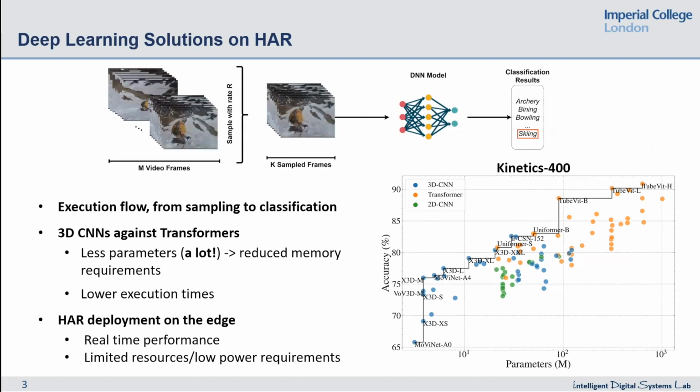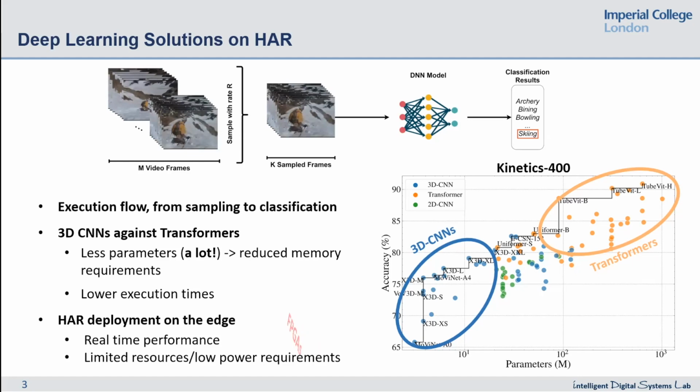The current state-of-the-art solutions are mostly deep learning based and dominated by either transformers or 3D-CNN architectures. Looking at the graph, one can tell that 3D-CNN architectures require orders of magnitude fewer parameters, meaning reduced memory requirements. So when it comes to deploying human action recognition models on the edge, 3D-CNN seems the best candidate. The requirements and limitations of the edge devices and the rapid evolution of such architectures in the field make FPGAs a suitable candidate as a target platform.